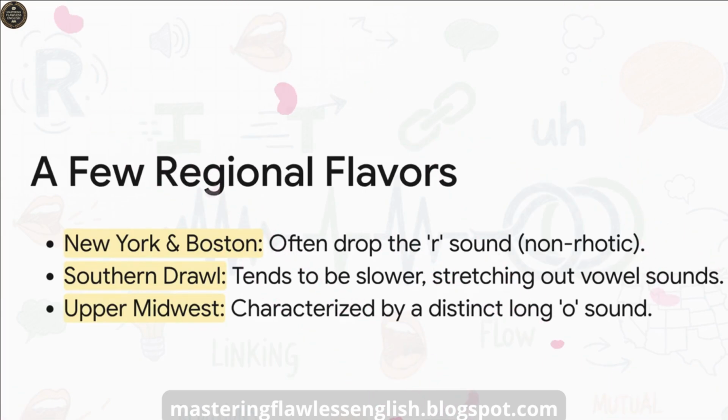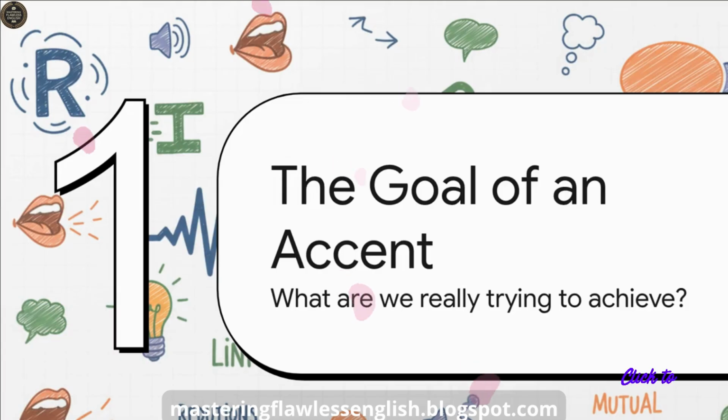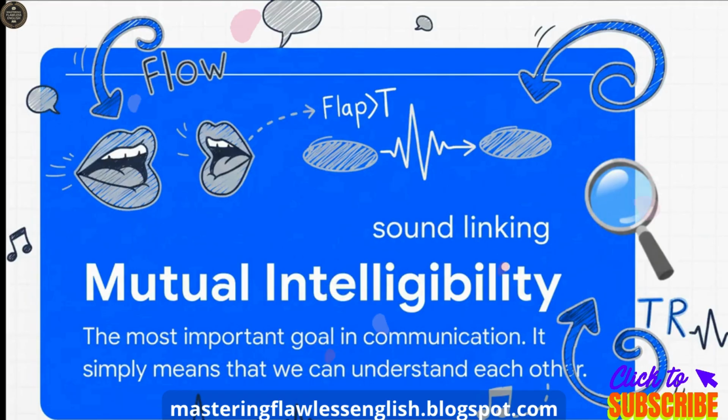So, as we start to wrap this up, it all brings us to a much bigger question. After learning all these rules about pronunciation and flow, what's the actual goal here? When we communicate, what are we really trying to achieve with an accent? Ultimately, it really comes down to one core concept: mutual intelligibility. It's a simple but really powerful idea that just means we can understand each other. That's it. That's the whole game. Perfect pronunciation isn't the real goal. Clear communication is.